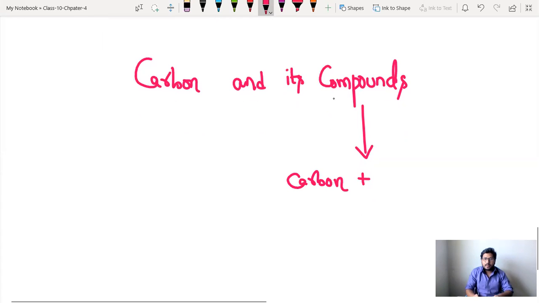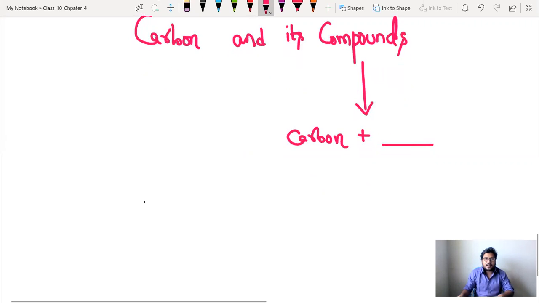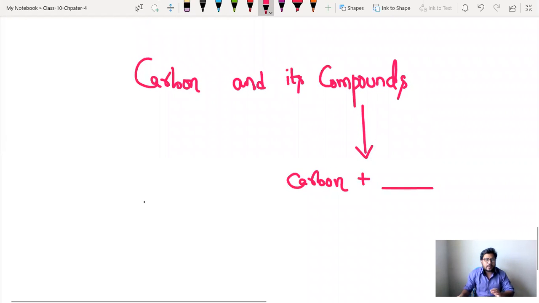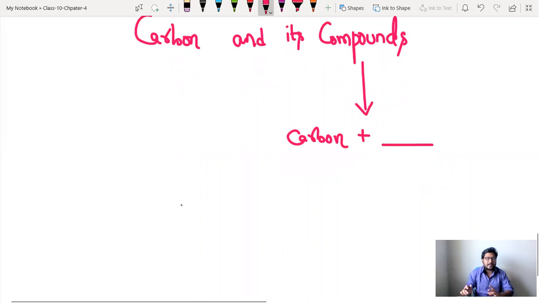Are you getting? Compounds. What compounds? Carbon compounds. In carbon compounds, one of the atoms is carbon, another might be anything, maybe sulfur, oxygen, hydrogen, whatever it may be. That is the concept you need to understand. Now, carbon is a very versatile element.